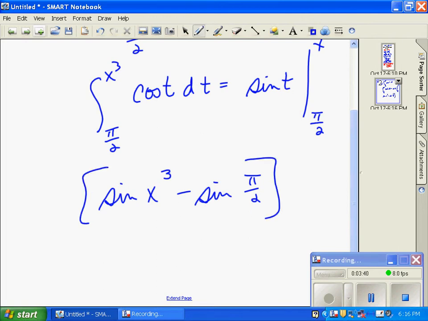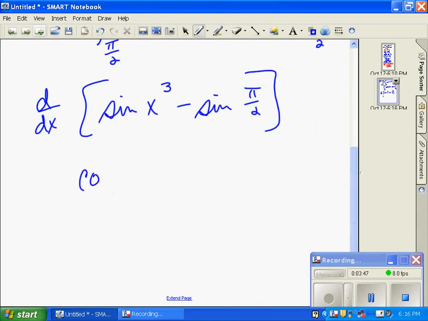Now I'm going to do the derivative of that. Taking the derivative of sine, I would get the cosine of x cubed. Now that's just like the chain rule. I have to multiply by the derivative of x cubed, which is 3x squared, minus sine of pi over 2 is just a constant, so that's just going to be 0.